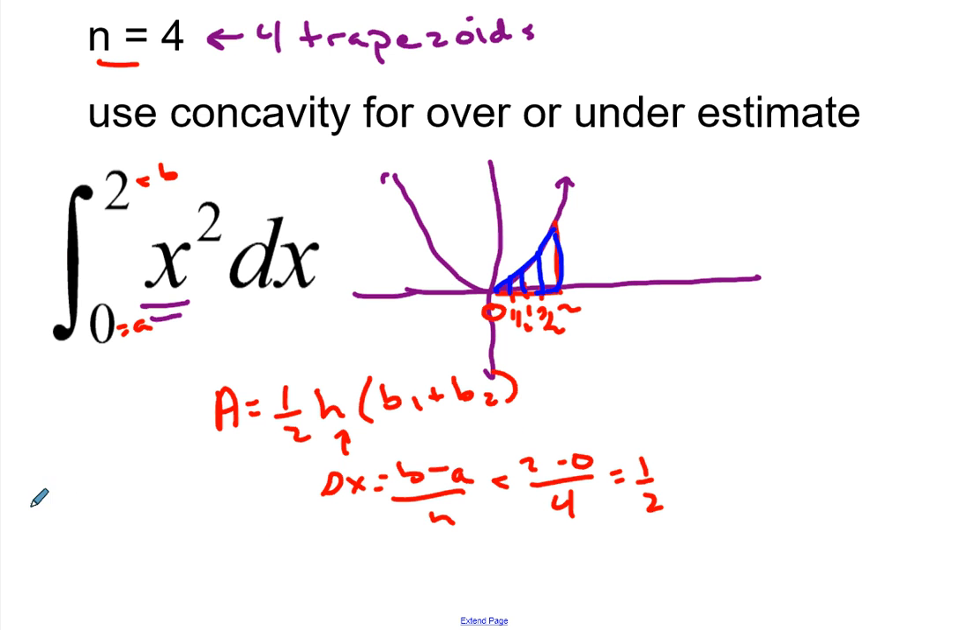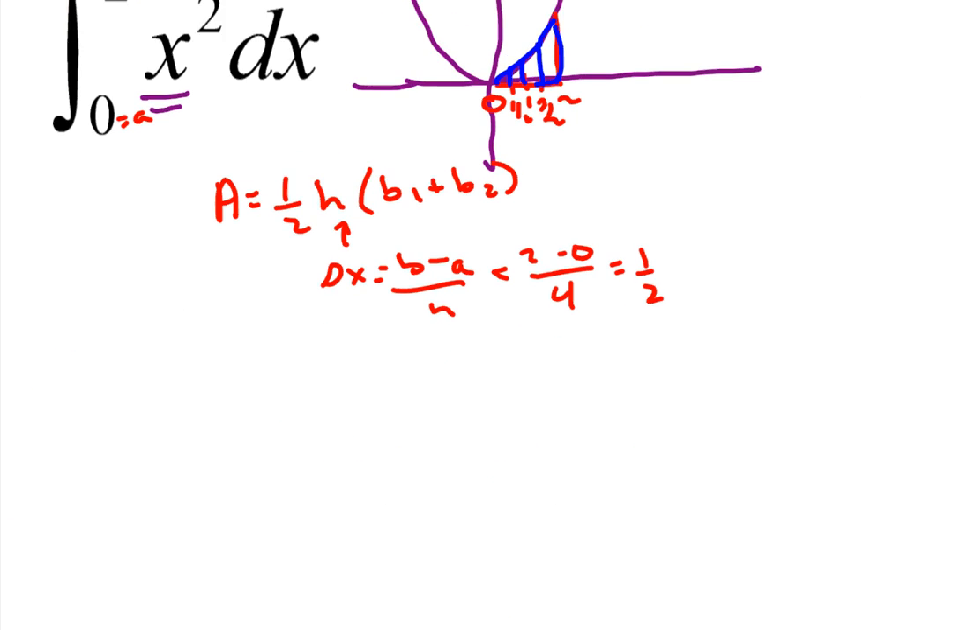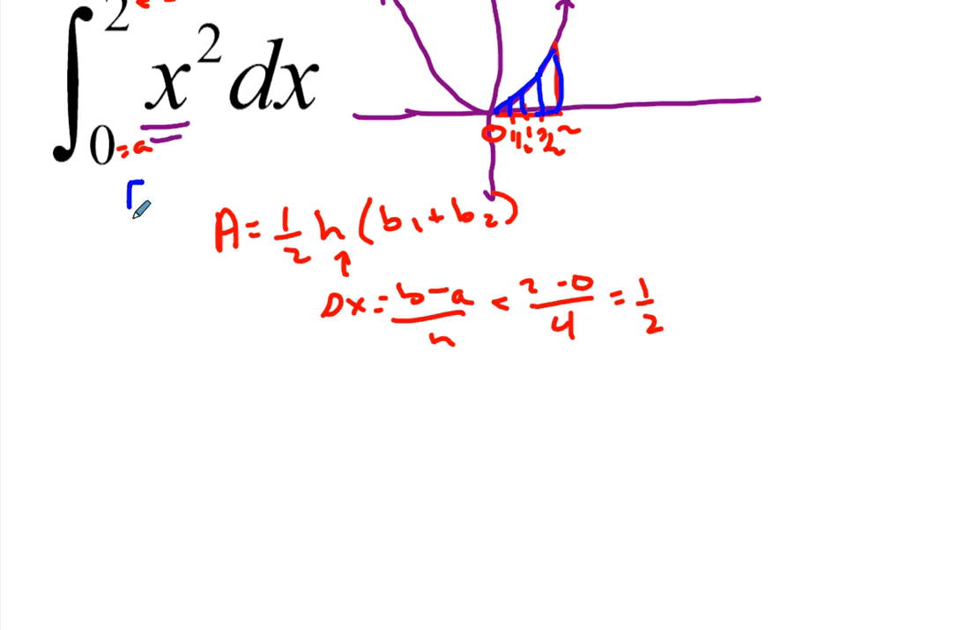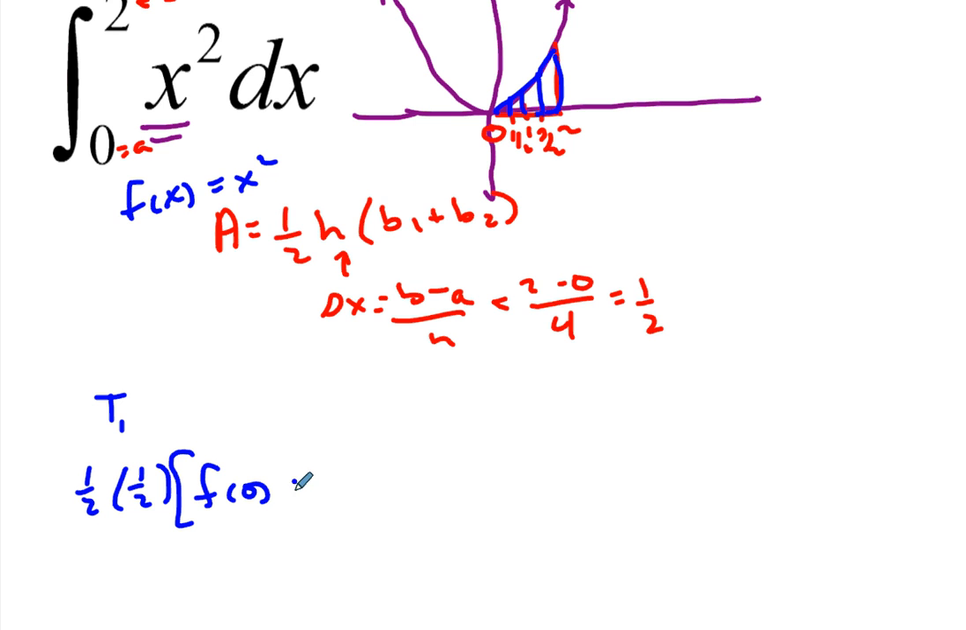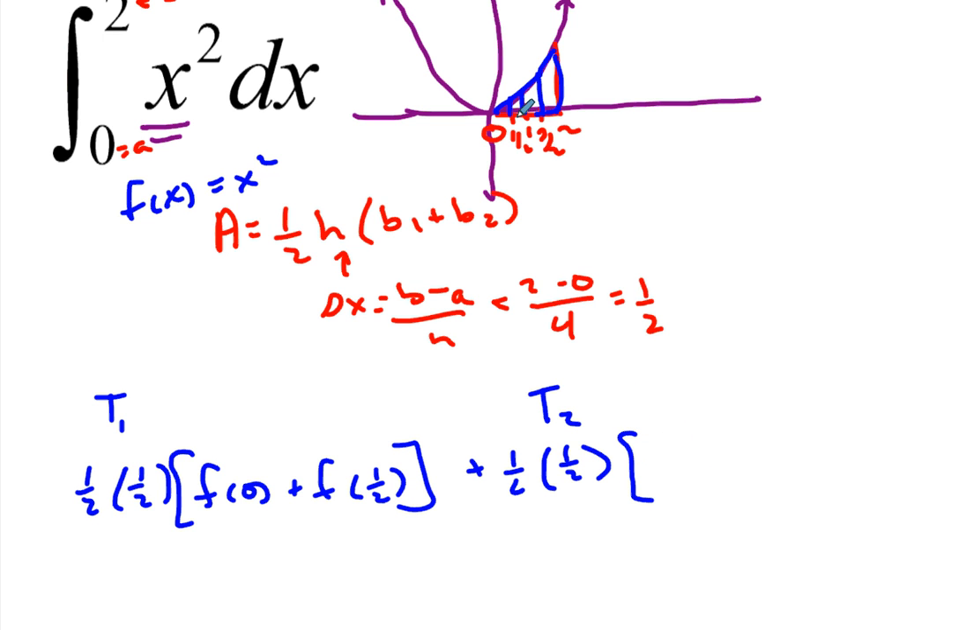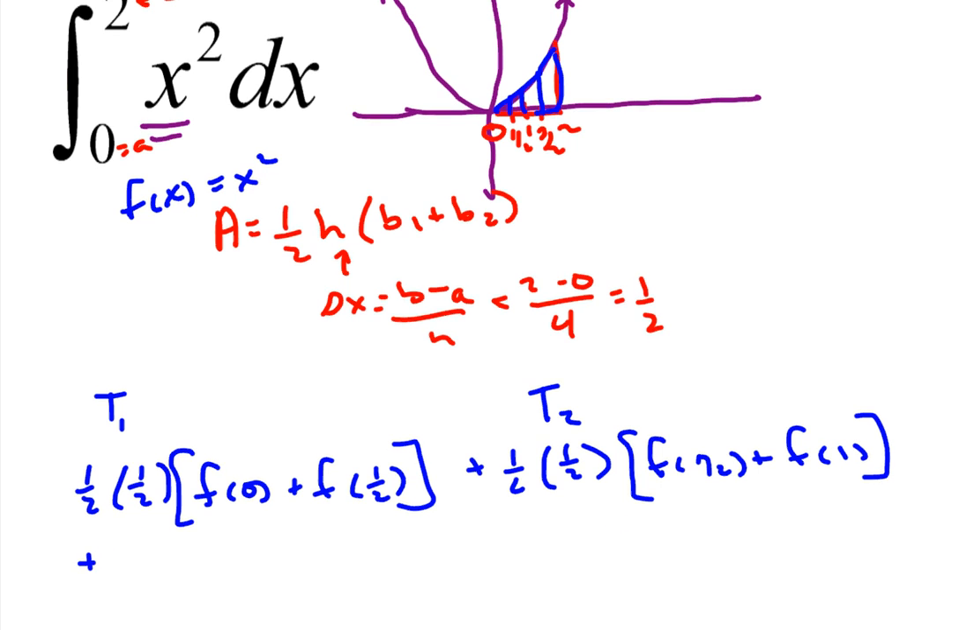For the first trapezoid, we're going to plug in our values. If we say f of x equals x squared, trapezoid 1 is going to be 1/2 times the height, which is 1/2, times the sum of the bases, f of 0 plus f of 1/2. We're going to add that to our second trapezoid. Once again, 1/2 times our height, which is 1/2, but now our bases start from 1/2 to 1, so we have f of 1/2 plus f of 1. We're going to keep adding our different trapezoids. We have 2 more to go.